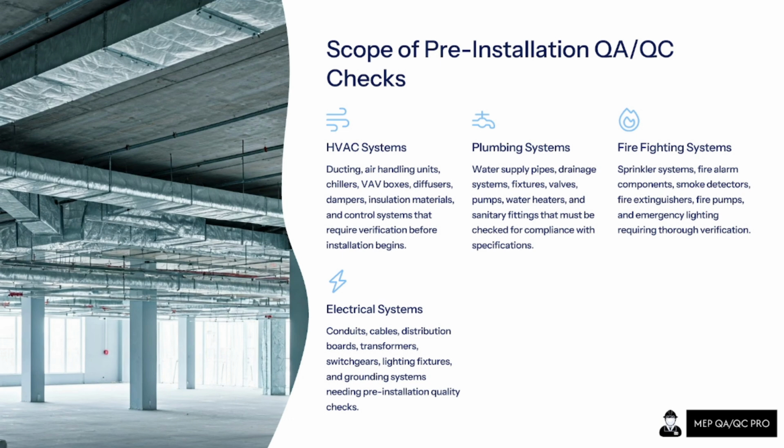In electrical, you will check conduits, cable, distribution panel, DBs, SMDBs, transformer, switchgear, lighting, grounding system. That all needs to go through the pre-installation check. The pre-installation check, as I told you, has three parts: one is verification, the second one is verification of condition, and the third one is prevention of clashes.